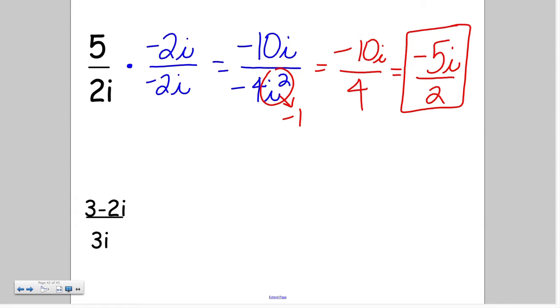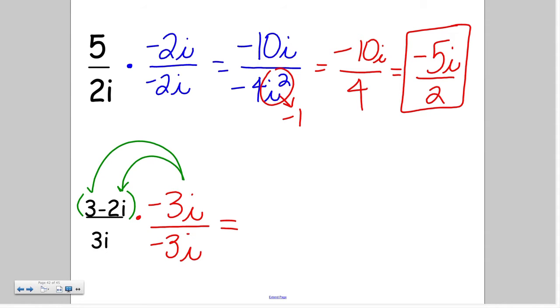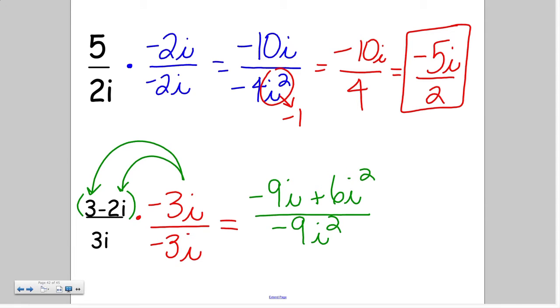Alright, next one, we multiply by negative 3i. Rationalize that denominator. This one's a little bit different. Because it's 3 minus 2i, think of that as in parentheses, because it's all in there. I can't break it apart. So now I've got to remember to distribute. Everything in there gets multiplied by negative 3i. So that leaves us negative 9i plus 6i squared over negative 9i squared. Can't leave those i's in the bottom, so I'm going to change this sign. So that's going to become a positive 9.